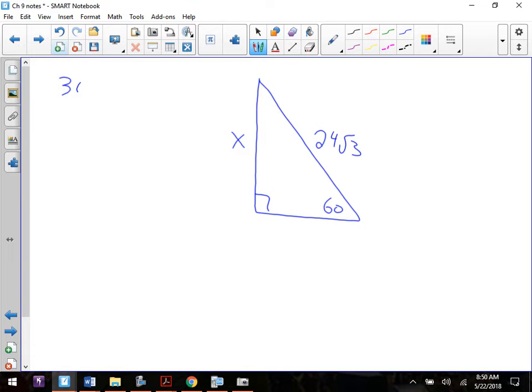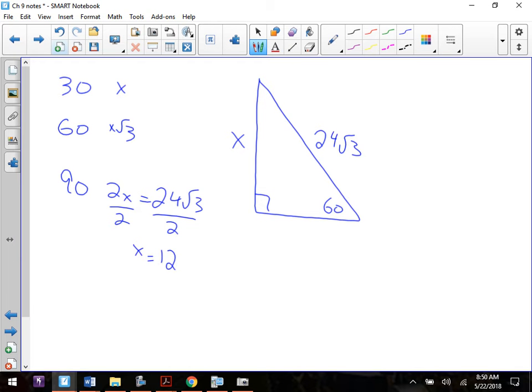So here again, you got 30, 60, 90. Across from what angle do you know? Well, we know across from the 90, so this has to equal 24 root 3. Divide both sides by 2, and you get 12 root 3. Now, that means everywhere I see a value of x in my algebra, I'm going to put 12 root 3. So in the calculator, all I have to do is 12 root 3 times the square root of 3. And you're going to get 36.